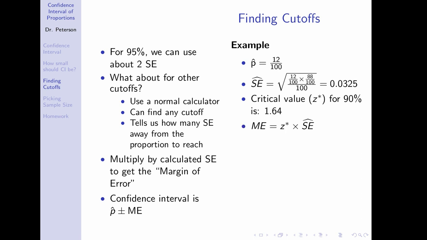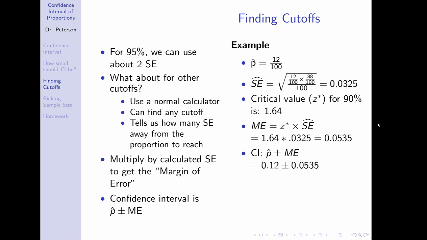Our margin of error, as we said before, is z star times our calculated standard error. This means we take 1.64, what we just found with the normal calculator, multiply it by 0.0325, our standard error calculated up here, and we get 0.0535. Now that means that we need to reach that distance in order to calculate our confidence interval. We are 90% confident that our true population proportion lies within 0.0535 of 12 100ths.